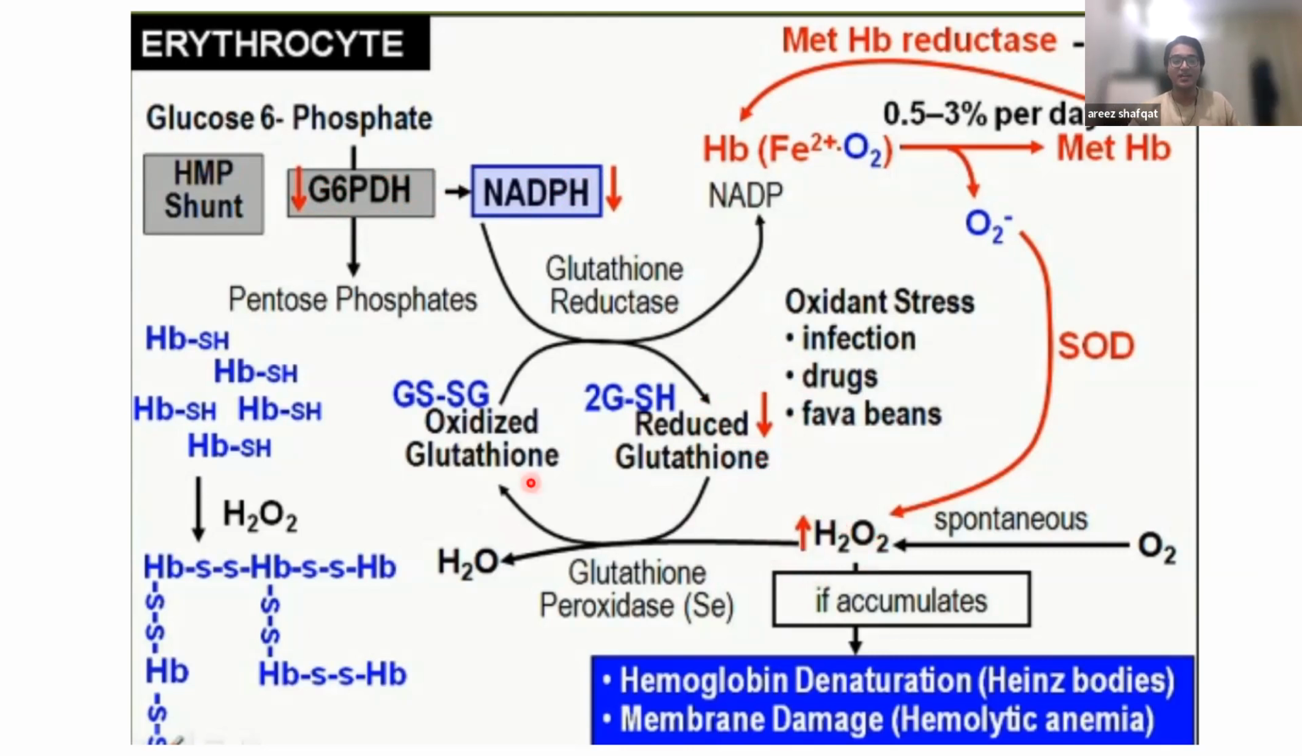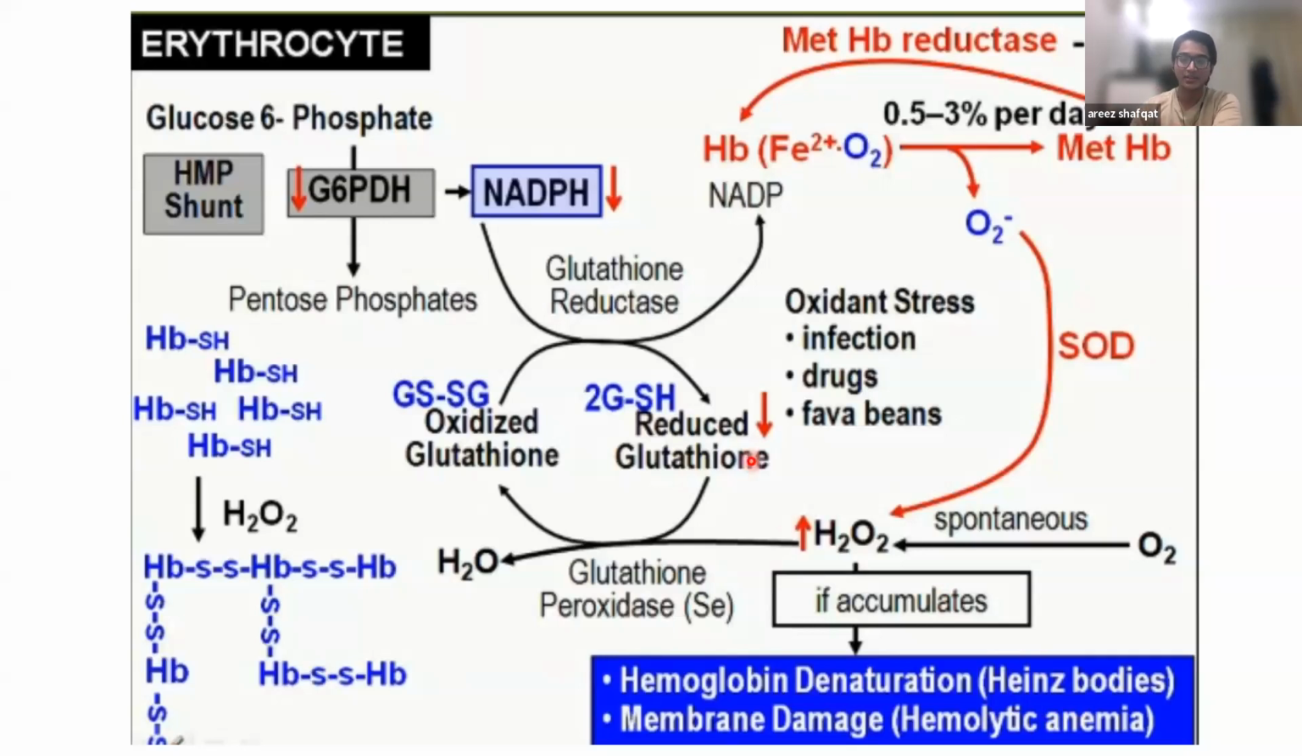Then this hydrogen peroxide will start attacking the hemoglobin. This will link the hemoglobin together through disulfide bridges. Hydrogen peroxide will also damage the membrane, causing hemolytic anemia. If you look at the RBCs of these patients, you will see these collections of hemoglobin inside the red blood cell. We call these collections Heinz bodies, all right?